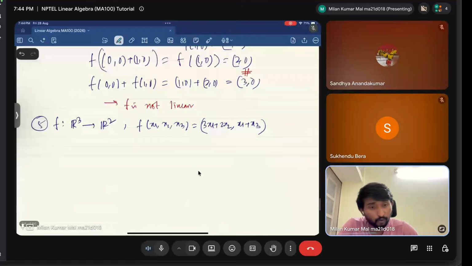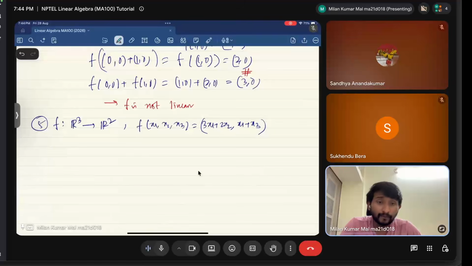So here to prove whenever I am trying to prove whether a function is a linear transformation or not: if it is not, then we give a counterexample. We give some pairs for which it is not satisfying the linearity. But whenever we want to prove the linearity, we have to give the full proof.